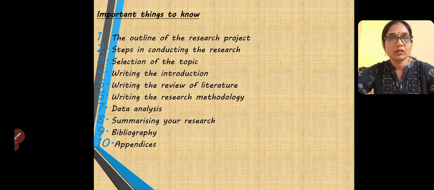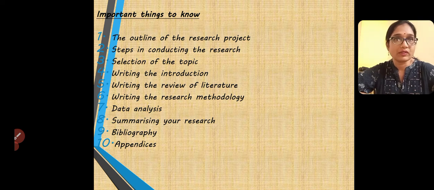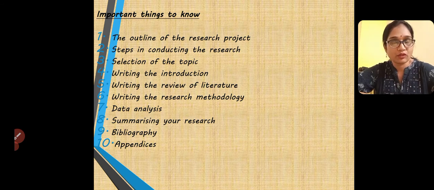So first of all, some of the important things to know when you are writing your research project. First thing, you should know the overall outline of the research project. Second thing, what are the steps in conducting this research. Third, selection of the topic. Fourth, how to write the introduction chapter, the review of literature chapter, the chapter on research methodology, the chapter on data analysis, then the chapter on your summary of the research, then how to write the bibliography and the appendices.